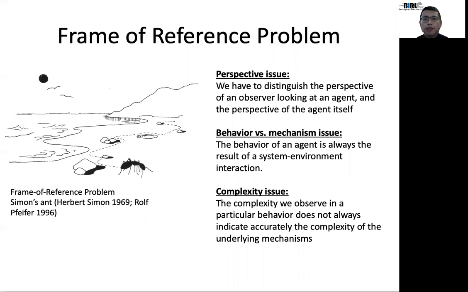This ant in the picture on the slide is following a very complex trajectory on the beach, but the complexity is not within the ant's mechanism itself. In fact, the ant's navigation mechanism is rather simple. Instead, the complexity exists in the interaction with the environment. We also need to keep in mind that our RoboPatient will be in a very similar circumstance to Simon's ant.